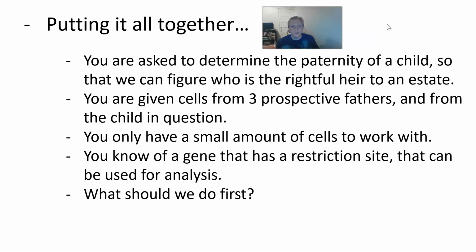Actual reason isn't important. You're given cells from 3 prospective fathers and from the kid, the child in question. You only have a little bit of cells to work with. Maybe the warrant wasn't well written. Maybe the fathers didn't care to participate. And we know of a gene that has a restriction site that we can use for analysis. So what's the first thing that we should do?